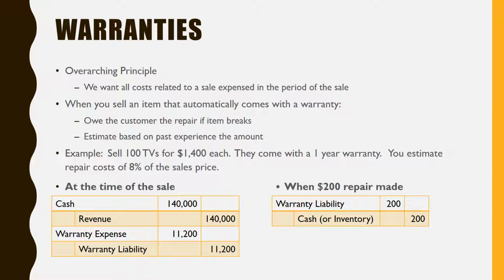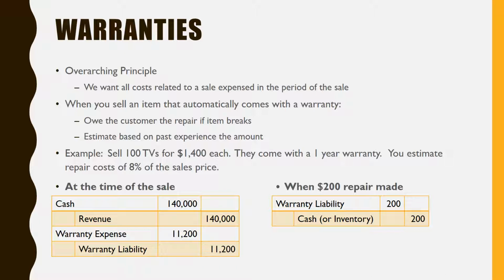And so let's go back to that $1,400 TV. Let's say we sell 100 of them. They come with a 1-year warranty. We can estimate the amount of the repairs. Some problems it will be a percent of the sales price. Sometimes they'll give you a cost per item. Just go with whatever it tells you. But some way we estimate what that repair is going to be.